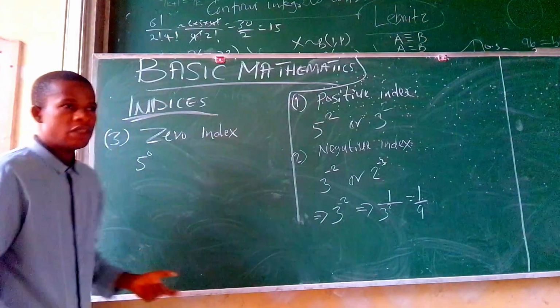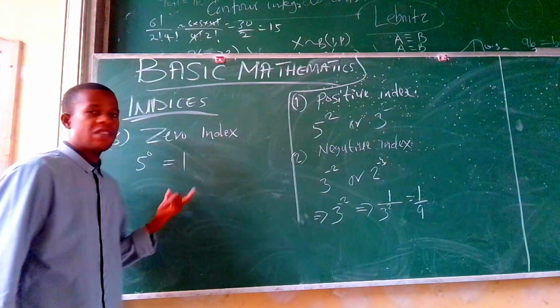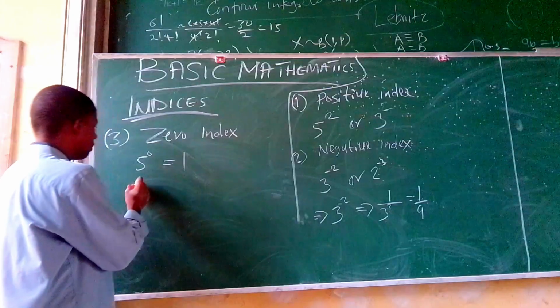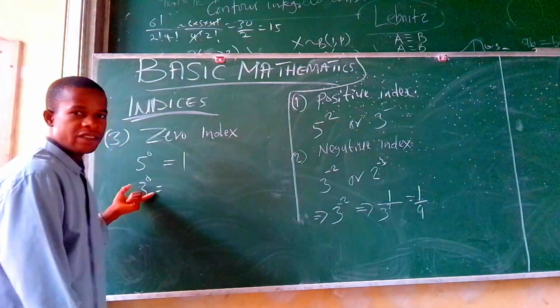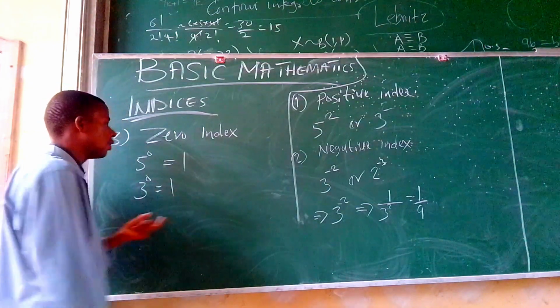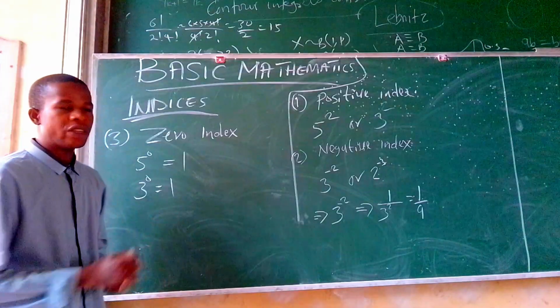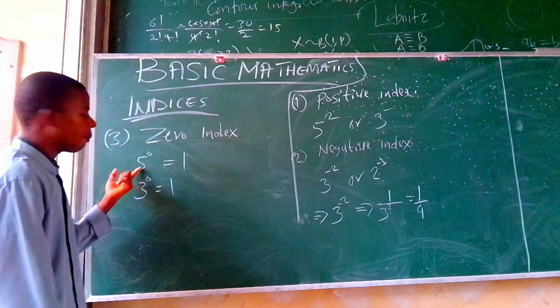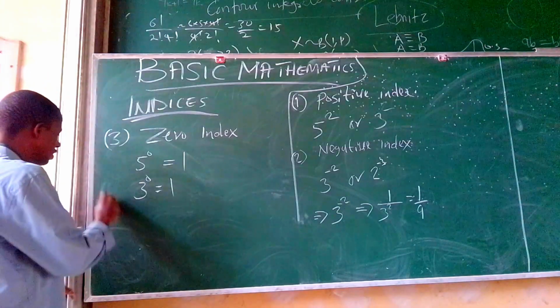And by law of indices, everything raised to the power of 0 is what? Equals 1. So that is it. Now you can also have 3 raised to the power of 0, which is a zero index. And by law of indices, anything to the power of 0 is 1. So this kind of indices is called a zero index, because the power is raised to 0.